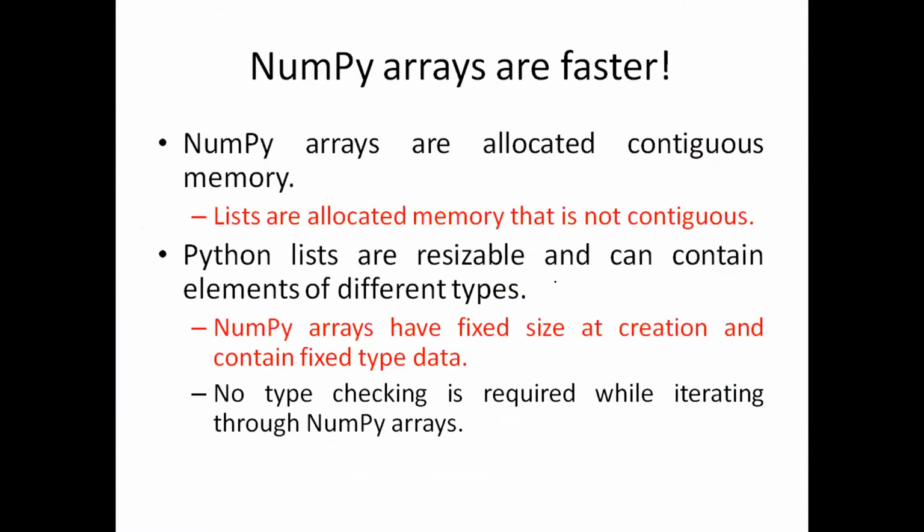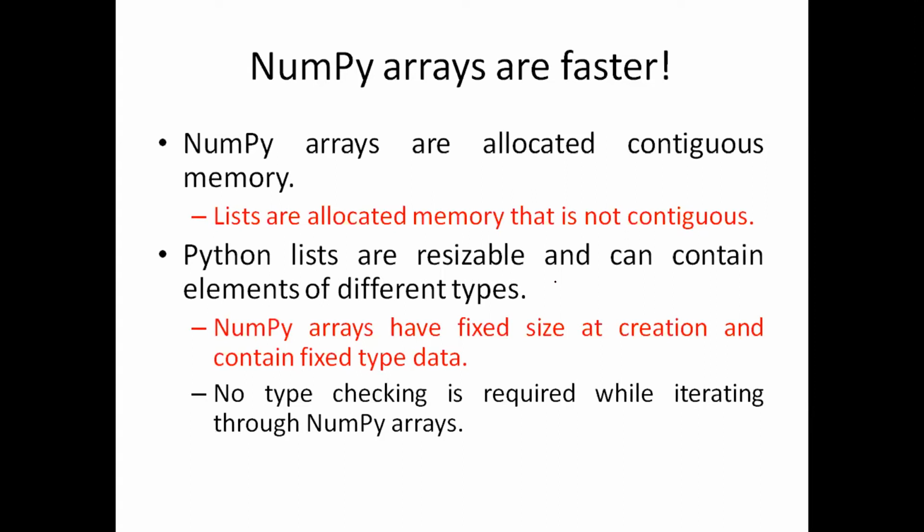So as I said, NumPy arrays are allocated contiguous memory, whereas lists are allocated memory that is not contiguous. Python lists are resizable and can contain elements of different types. Whereas NumPy arrays have fixed type at creation and contain fixed type data. Does that mean NumPy arrays cannot grow? Yeah, you can definitely make NumPy arrays grow by appending or inserting elements and creating a new NumPy array.